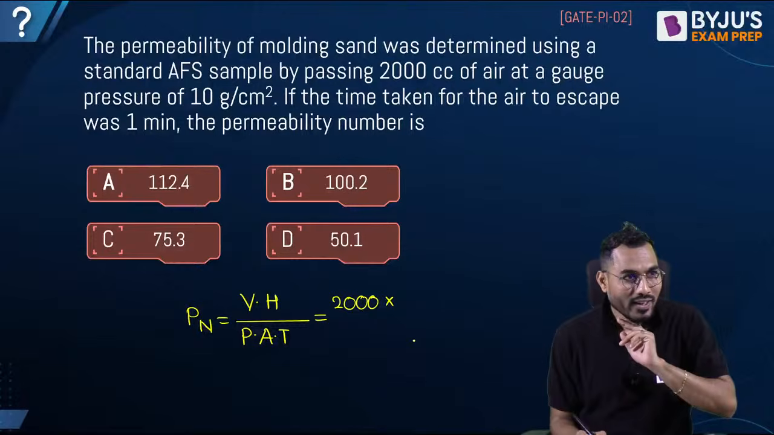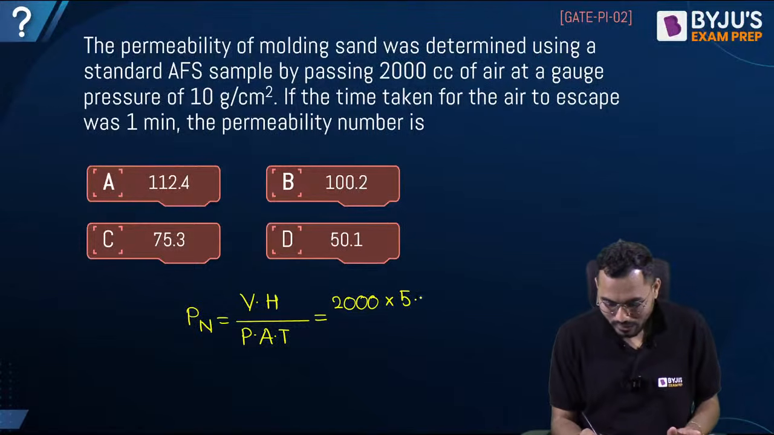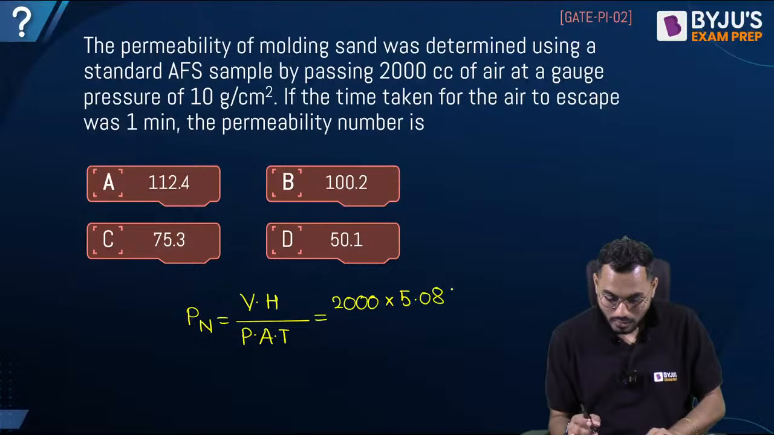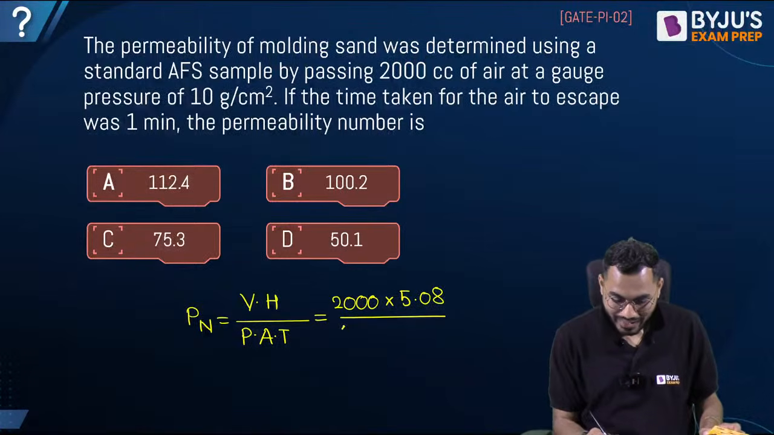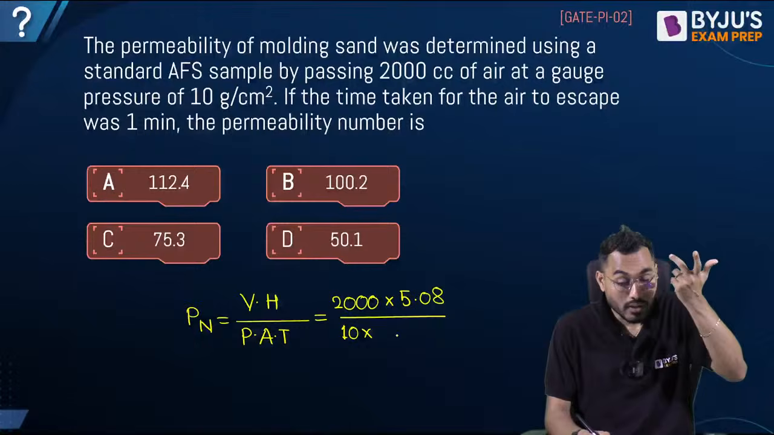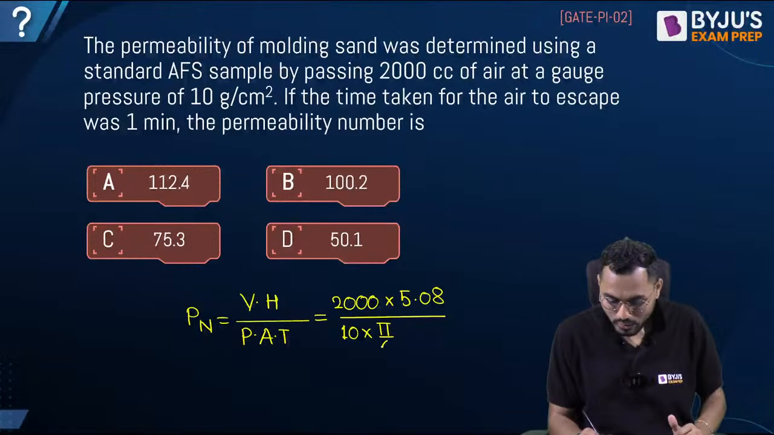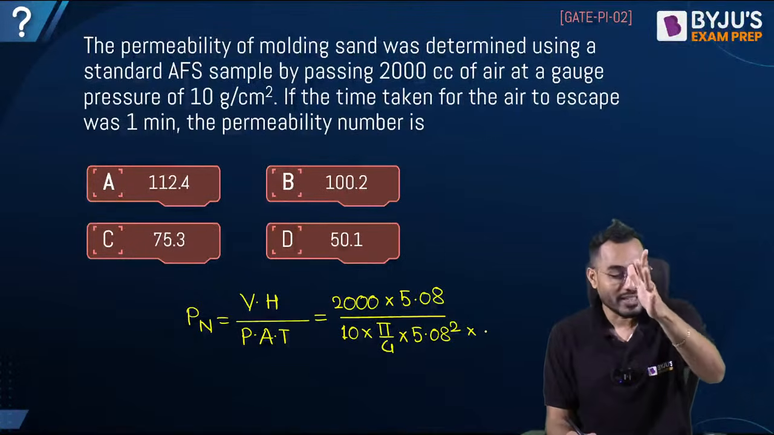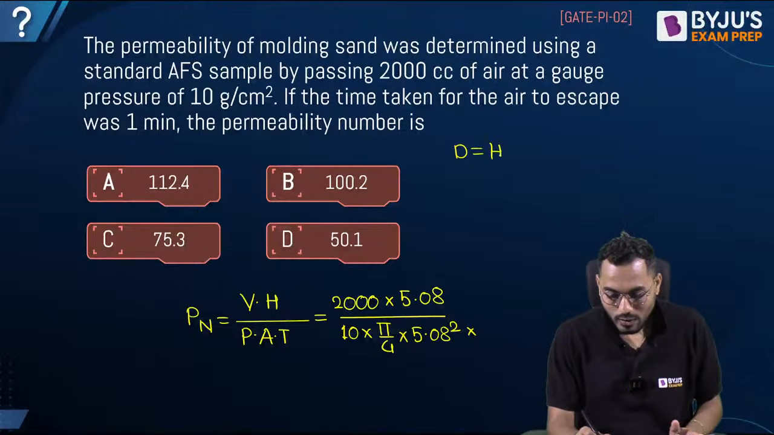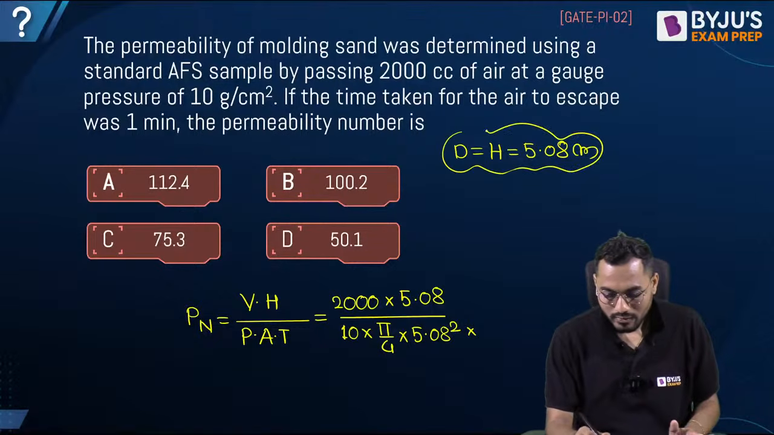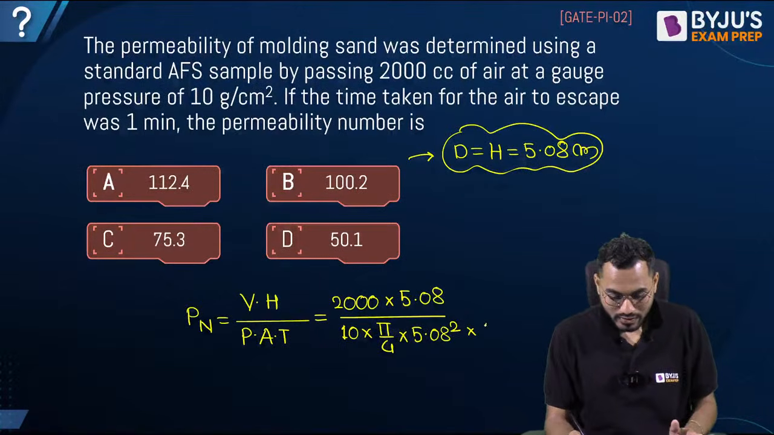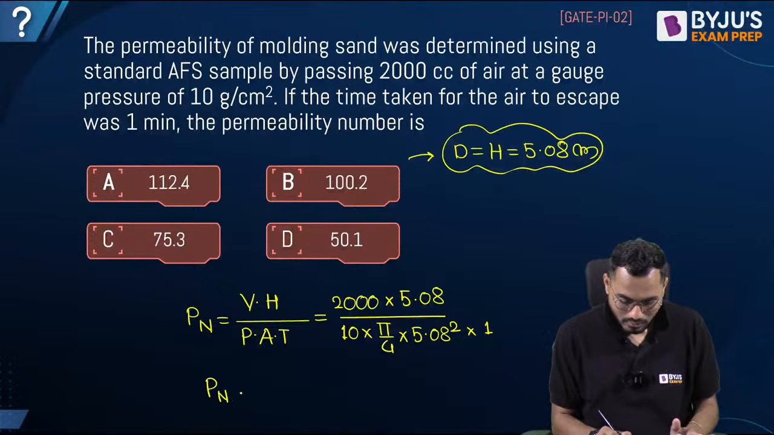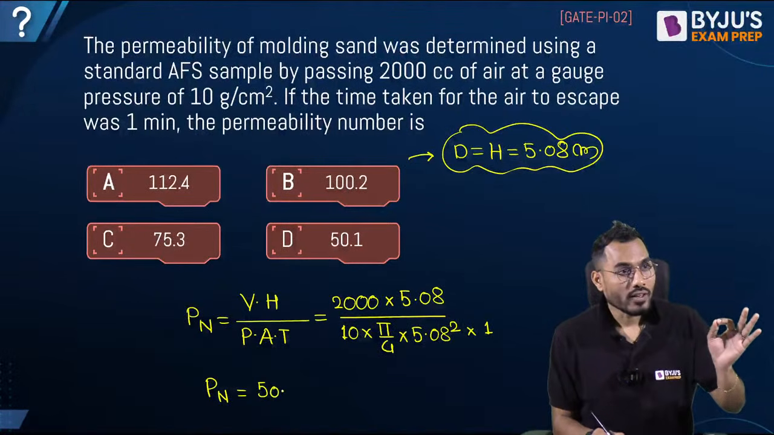5.08 centimeter. Right? Yes, absolutely correct. 5.08 centimeter. Divided by P, the pressure at which the air is being passed, and that is 10 gram per centimeter square. A, the cross section area of the cylindrical sand specimen, pi by 4 into d square, that is again for the standard sand specimen, 5.08 centimeter square, multiplied by time t, and time t has to be mentioned in minutes. We know that for the standard sand specimen d is equal to h is equal to 5.08 centimeter, and that is exactly 1 minute. So the permeability number Pn is coming 50.1.